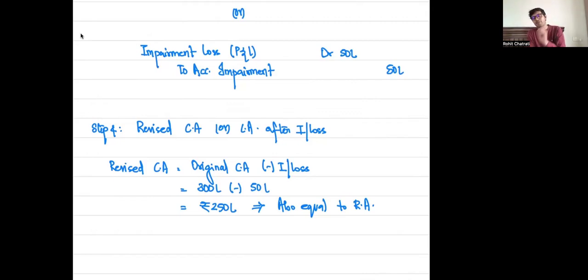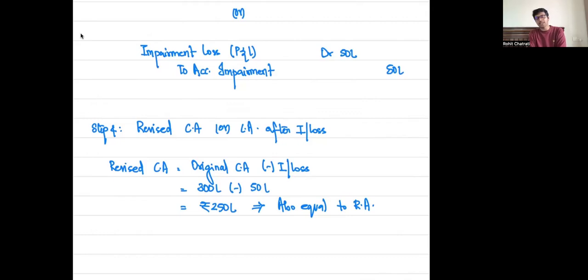What will finally be reflected on the balance sheet is 250 lakhs, which represents the carrying amount of the asset after impairment loss. And in the final P&L that we prepare, we will see an impairment loss expense of 50 lakh rupees. Just like how depreciation is shown as an expense in the P&L, we will also show impairment loss as an expense in the income statement.